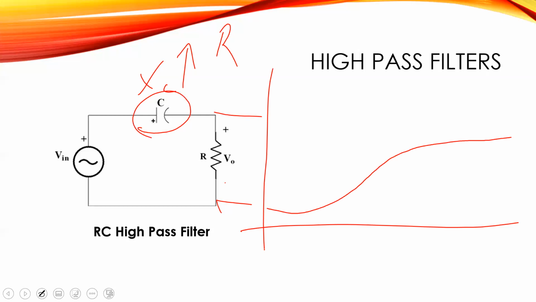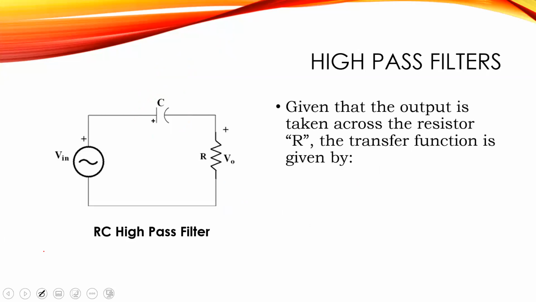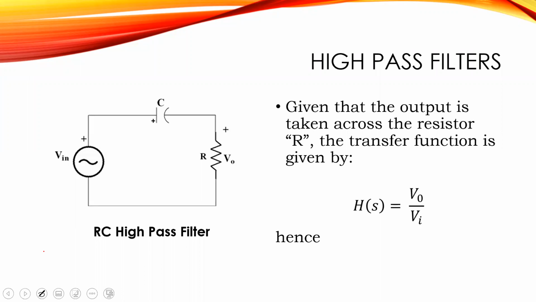So for your RC filter, our transfer function is again still defined by V0 over Vin.